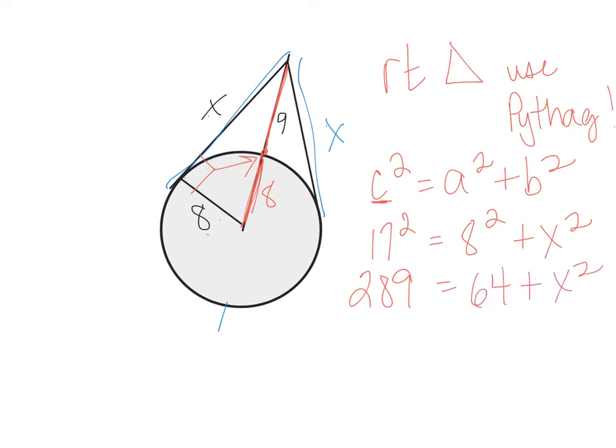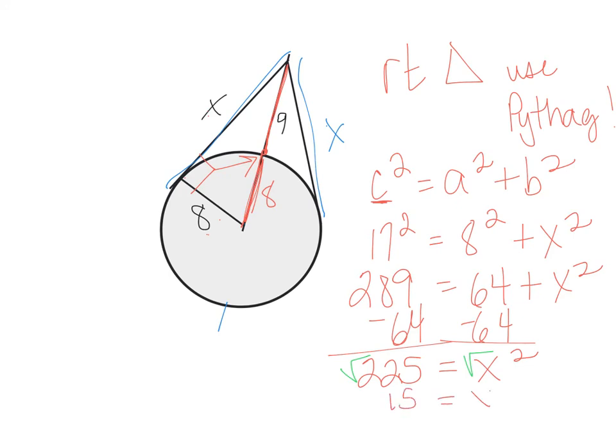All right. So my next step is to subtract 64 from both sides. 289 minus 64 is going to be 225. Do you recognize that as a perfect square? Let's take the square root of that, and I think it's 15. And it is. So again, we're taking the square root of both sides, and we get 15 equals x. So that means this segment and this segment are both x.